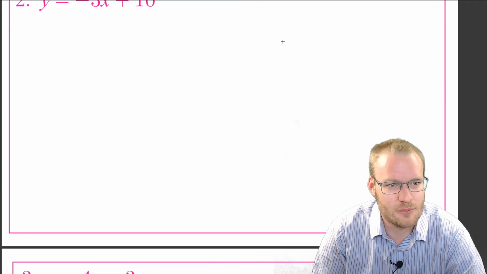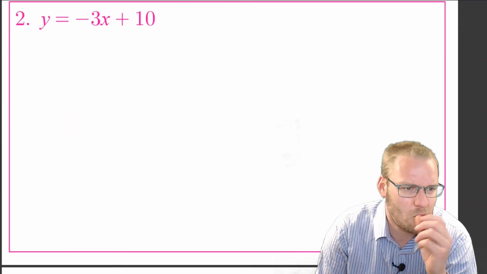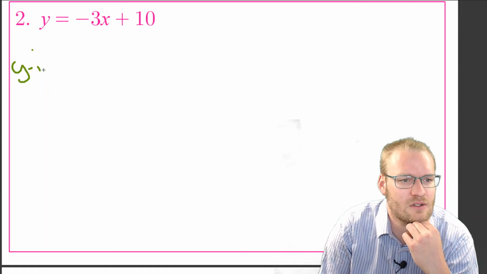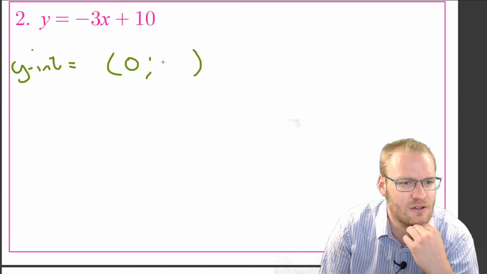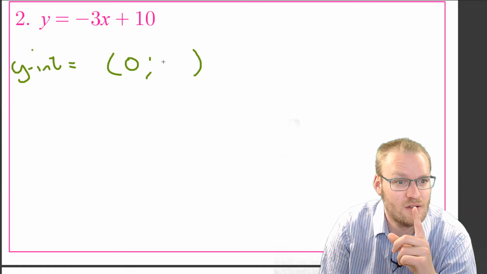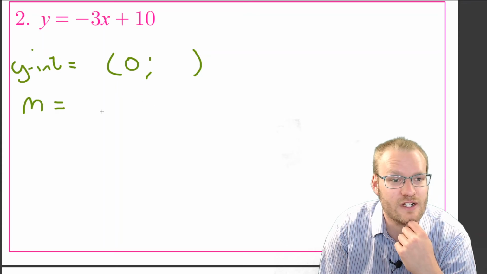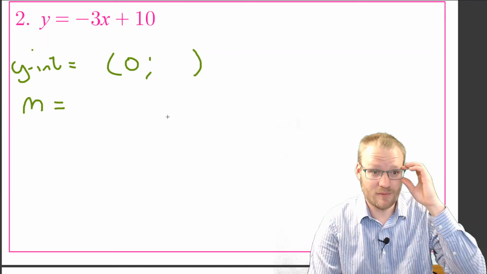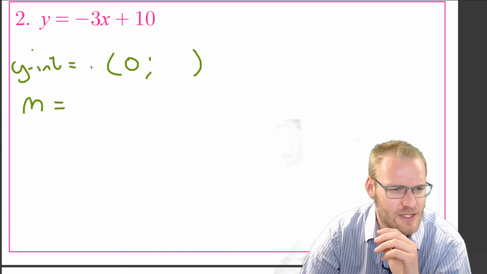Let's look at the next example. So for this one, what do you think the y-intercept is going to be? 0, something. Question 2: what do you think the gradient of this function is? Okay, so you've put your guesses in, interested to see what they are. Let's see if we can work out the y-intercept.